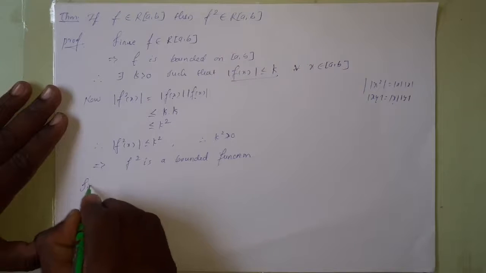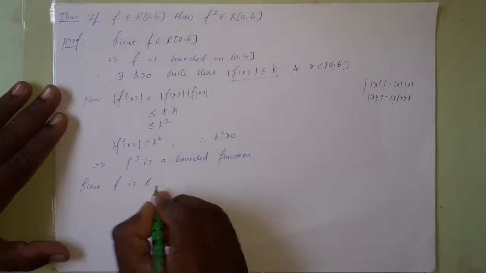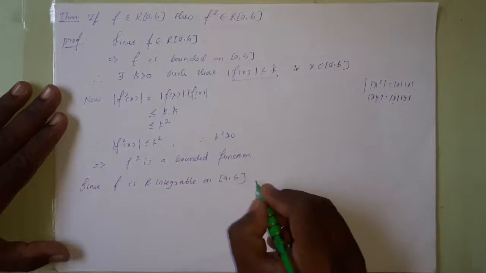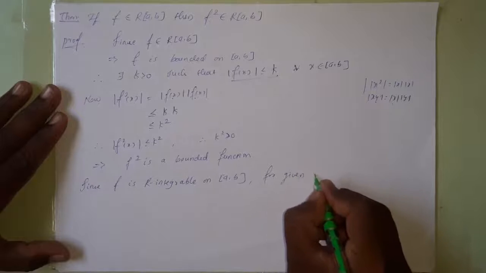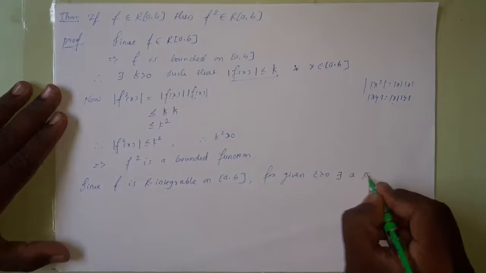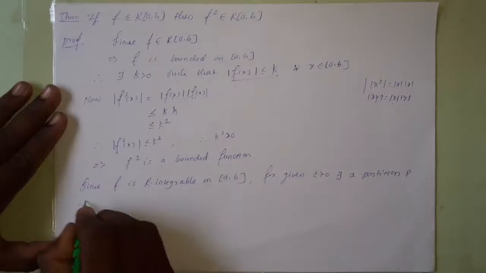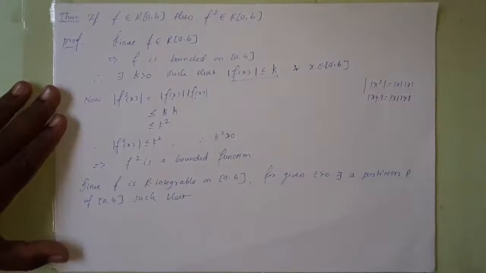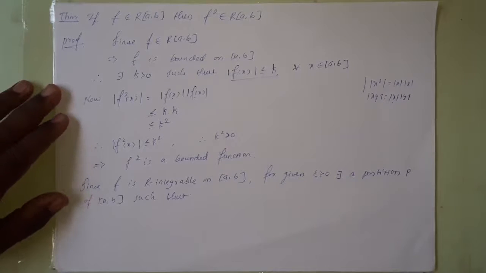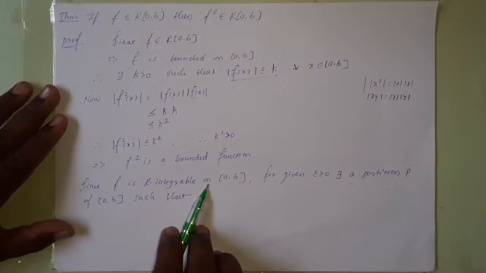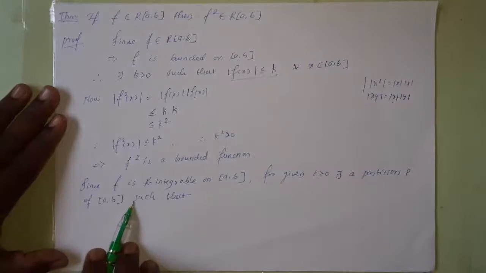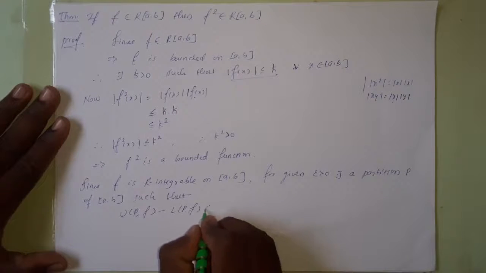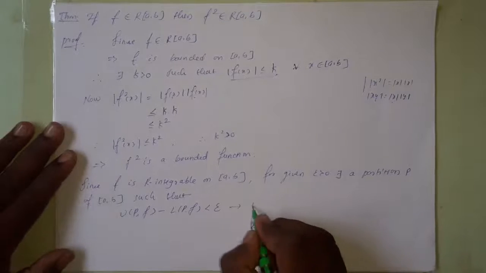Now since f is R integrable on closed interval [a, b], for given epsilon greater than 0, there exists a partition P of closed interval [a, b] such that, by using the necessary and sufficient condition for Riemann integrability, upper sum U(P, f) minus lower sum L(P, f) is less than epsilon. Consider this as equation 1.